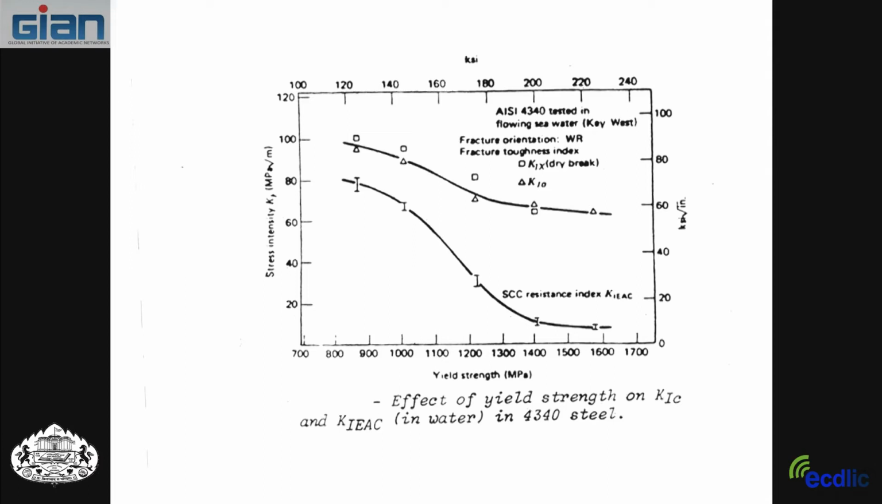Look at the numbers here. Up here, at about 1,000 MPa yield strength, you have about 70. But as you get to 1,500, it's down below 20, so probably down to 10. So when you have an application, you want to keep the strength low if you can help it.